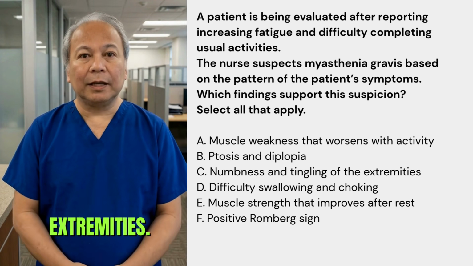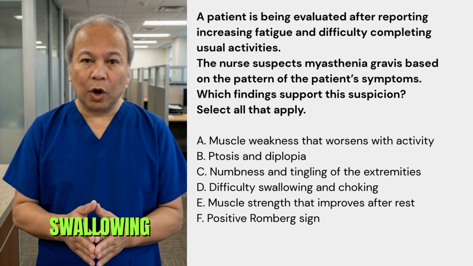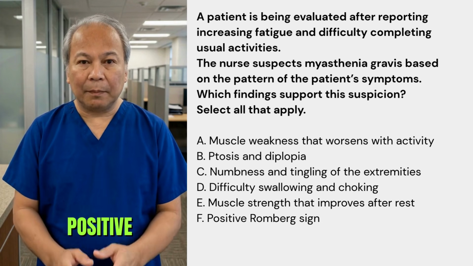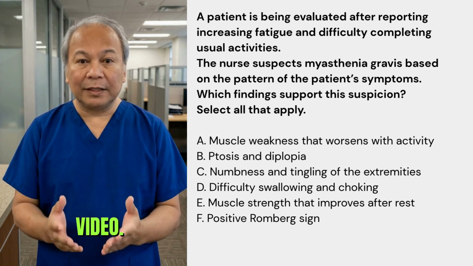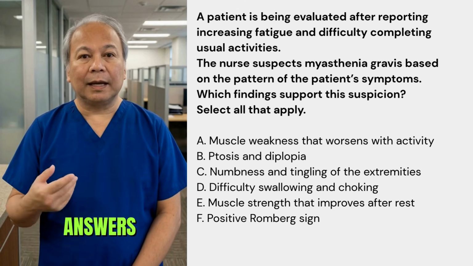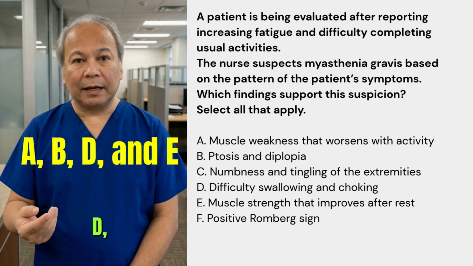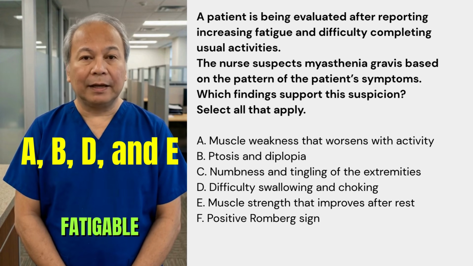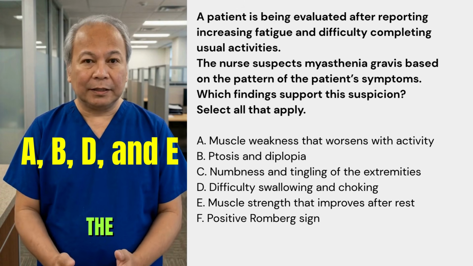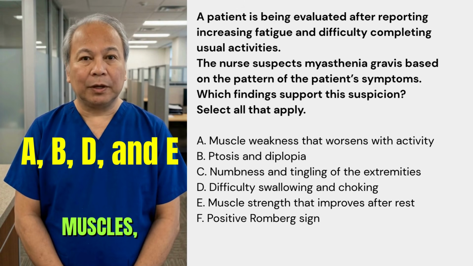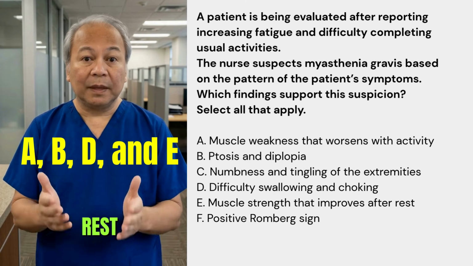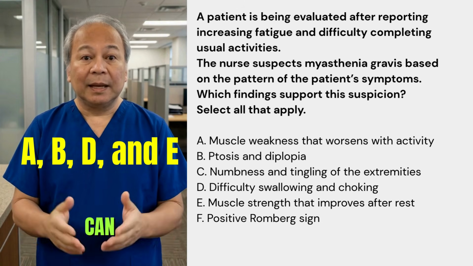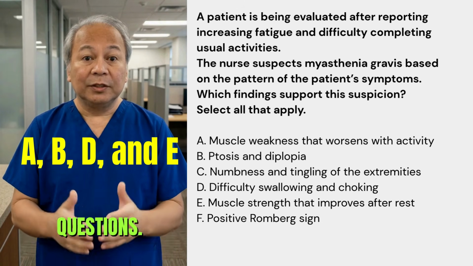C. Numbness and tingling of the extremities. D. Difficulty swallowing and choking. E. Muscle strength that improves after rest. F. Positive Romberg sign. Pause the video. The correct answers are A, B, D, and E. The hallmark of myasthenia gravis is fatigable skeletal muscle weakness. The more the patient uses the muscles, the weaker they become. Rest allows the muscle strength to improve. That one concept can help you answer several questions.